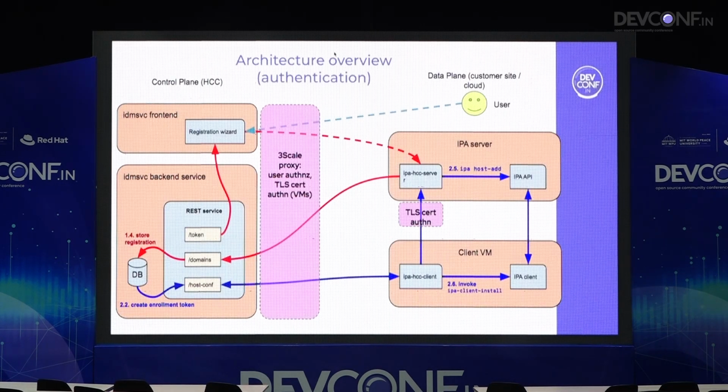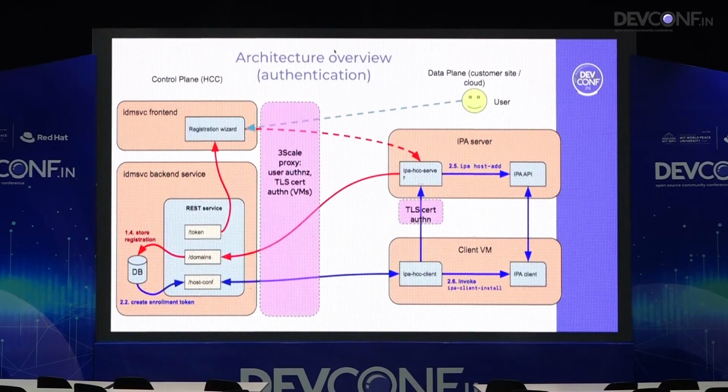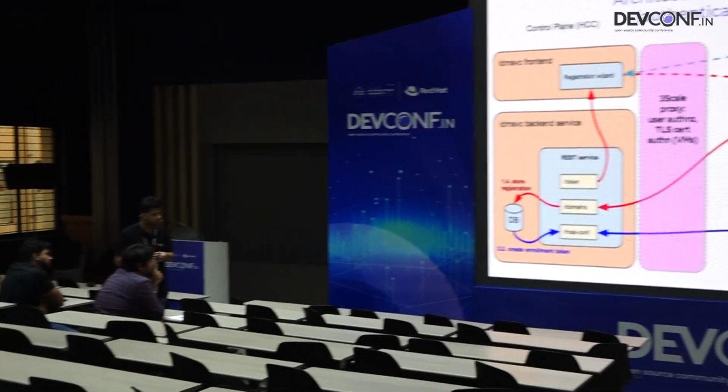So this is the architecture overview with some authentication. The main thing is it's the same as the previous architecture overview. The only thing which changes is the part in which we have used a different authentication mechanism. If you want to not use HCC, these two things you probably need to work around or see how you can implement in your environment.